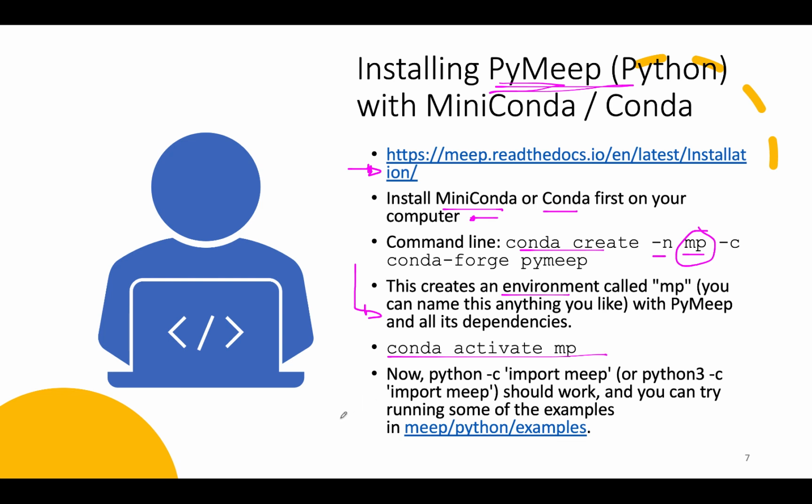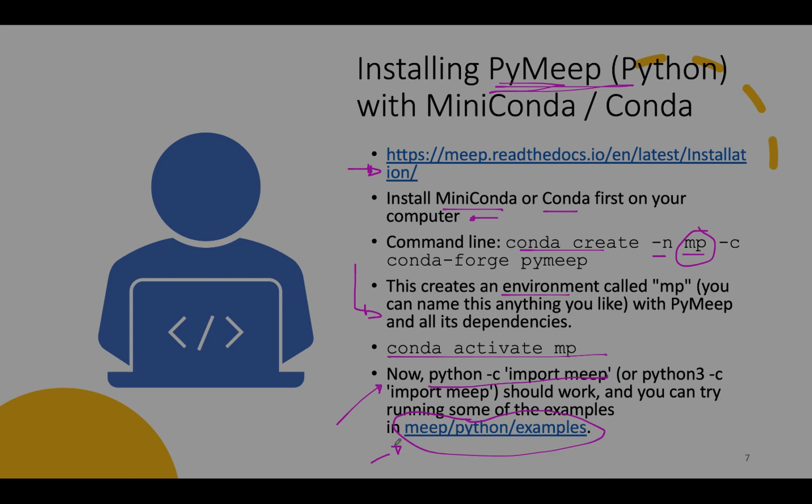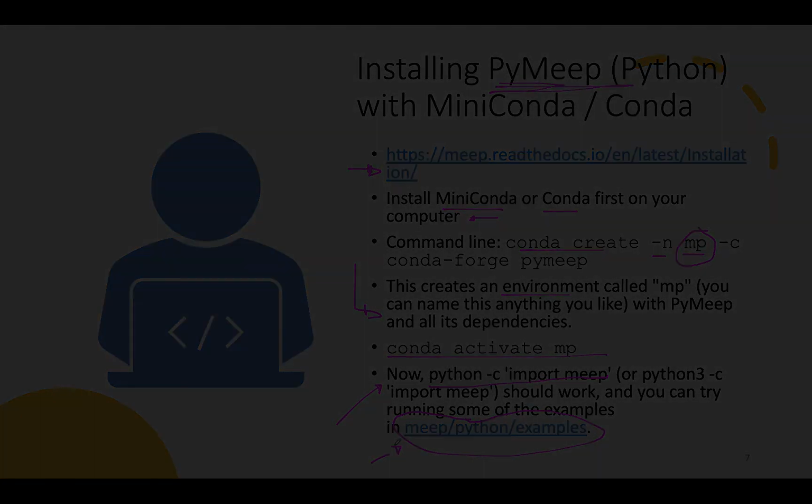If you want to check if everything is installed correctly, you can just run this line of code, python -c "import meep", just to check if it gives any error, or you can try to run some of the tutorial examples that are provided in the Meep GitHub page that is linked here. This is the last slide of this lecture, and talk to you soon.